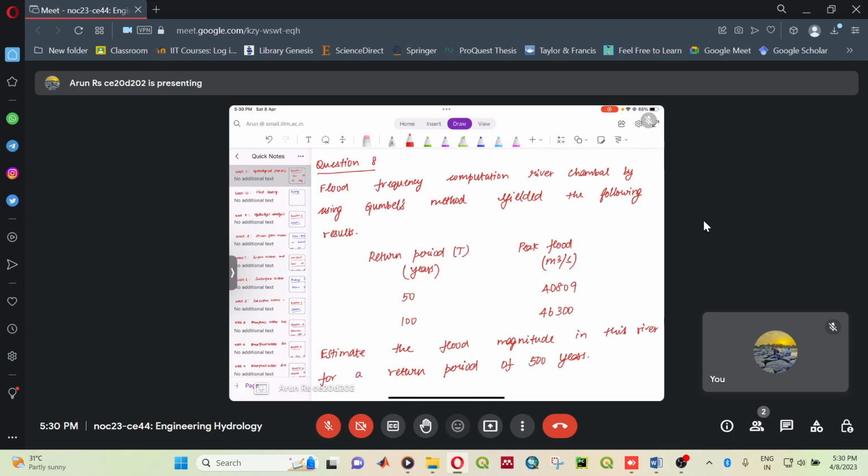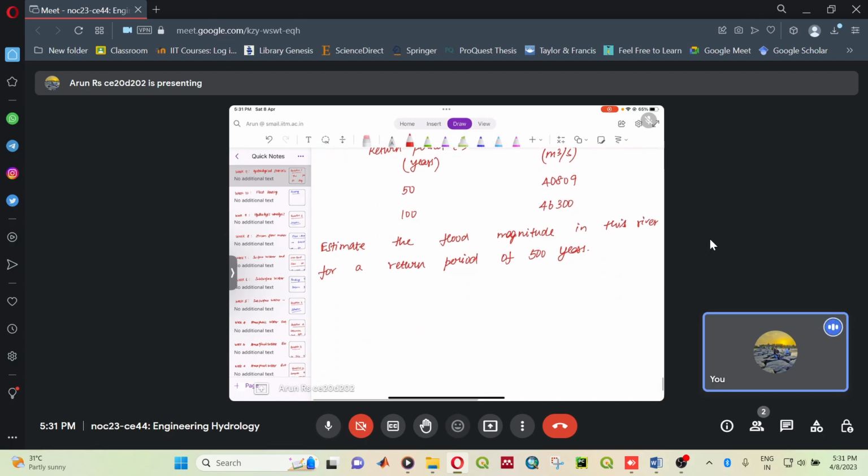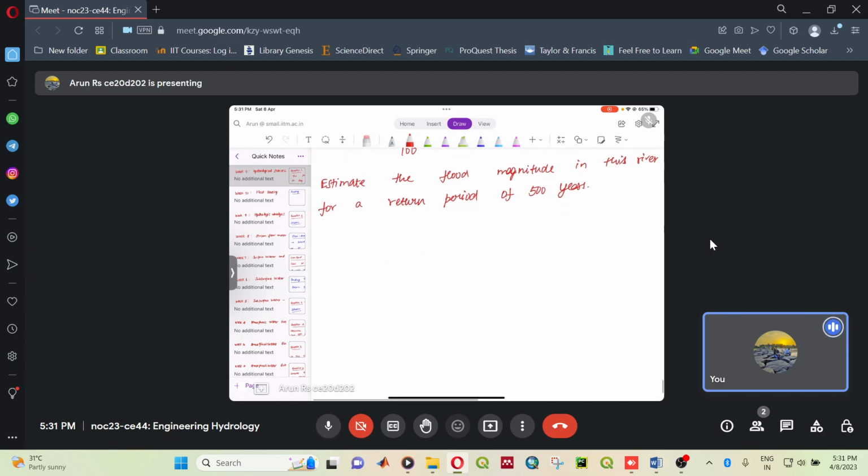So let's move on to a question related to the Gumbel's distribution. The first question is, flood frequency computation in the river Chambal was carried out using Gumbel's distribution. And it was found that for a return period of 50 years, the peak flood was 40,809, and for a return period of 100 years, it is 46,300. Now we need to estimate the flood magnitude in this river for a return period of 500 years by using the Gumbel's distribution.